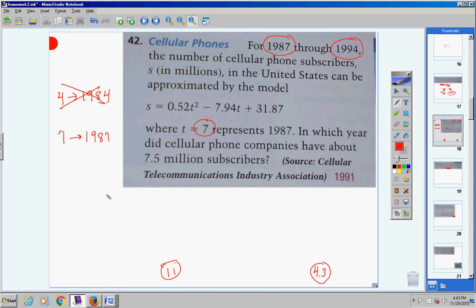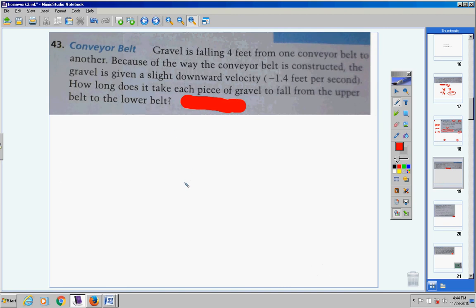11, though, works. If 7 is for 1987, 11 would be for 1991. And that is the year that the cell phone subscriber in America hit 7.5 million subscribers. Okay? Okay, guys, watch it again if you need to. I hope that made sense. Number 43. Okay, gravel is falling 4 feet from one conveyor belt to another.